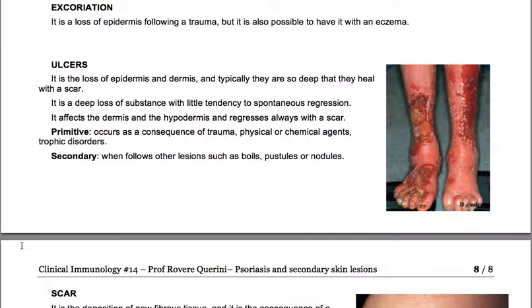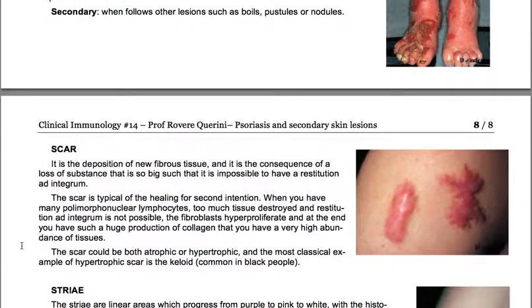It can be primitive, which occurs as a consequence of trauma, physical or chemical agents, trophic disorders, or can be secondary when it follows other lesions such as boils, pustules, or nodules. Scar is the deposition of new fibrous tissue and is the consequence of a loss of substance that is so big that it is impossible to have a restitution ad integrum. The scar is typical of the healing by second intention.